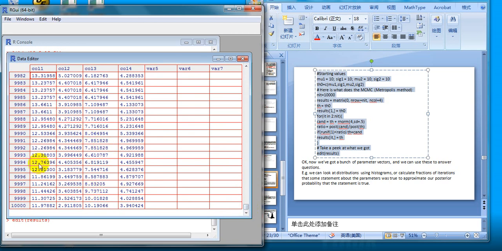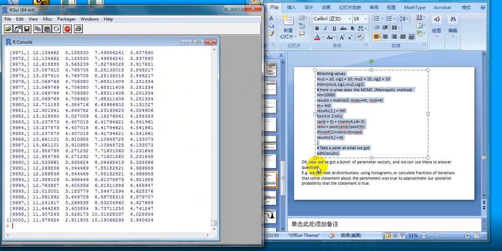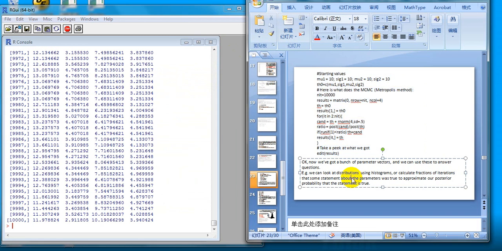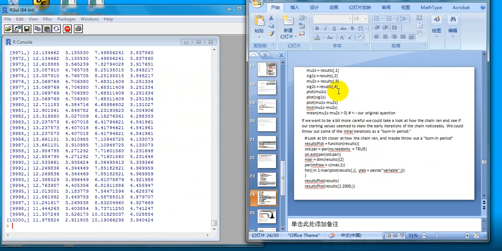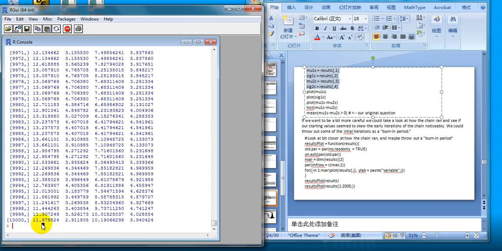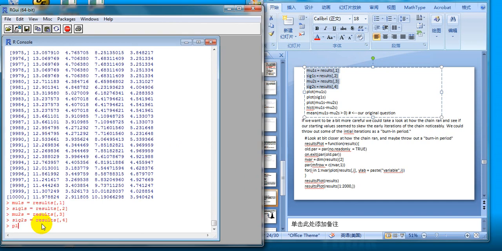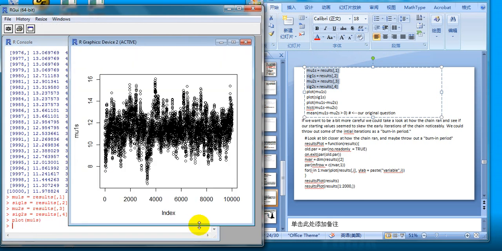And yeah, so you can see this is the Markov chain value, and we're not going to eyeball them, we're going to plot figures and check. Let's see. Take those out, and then I can plot. Let's see, mu1. This is a figure for the mu1.